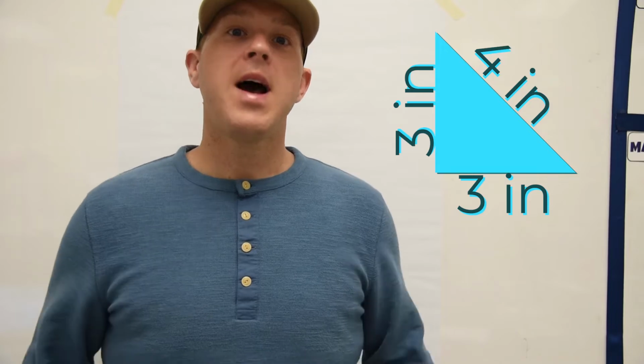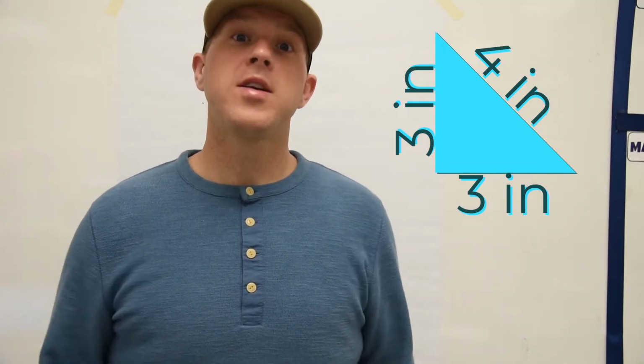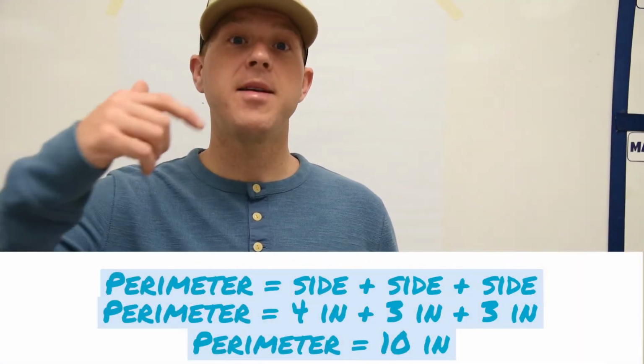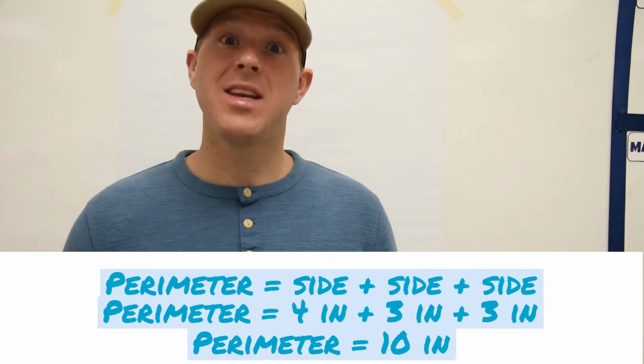So let's look at example number 2, this triangle. I have side lengths of 3, 3, and 4 inches each. So if I were to do the perimeter there, I would do side plus side plus side, or 3 plus 3 plus 4, which is 10. So I'd have 10 inches as my perimeter.